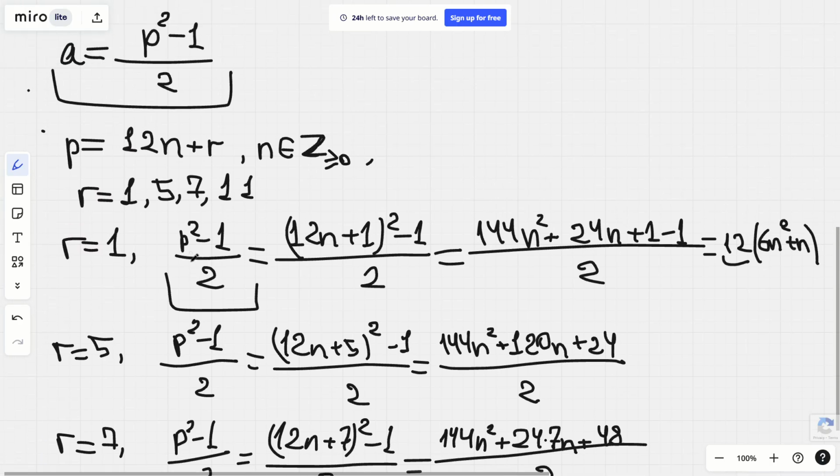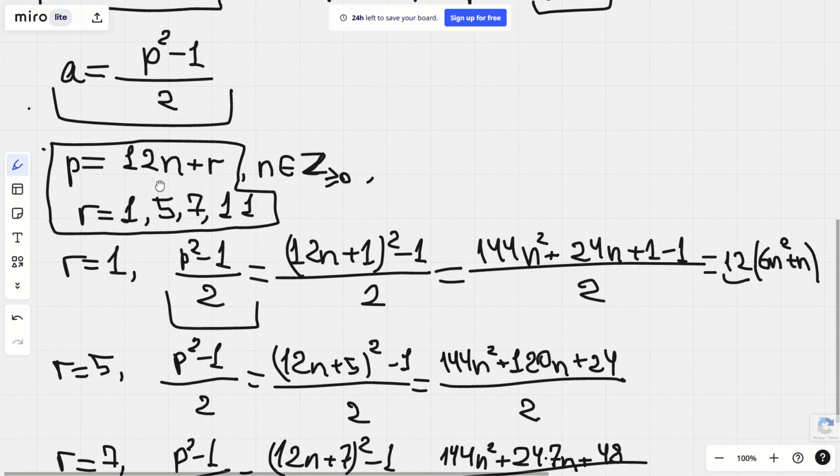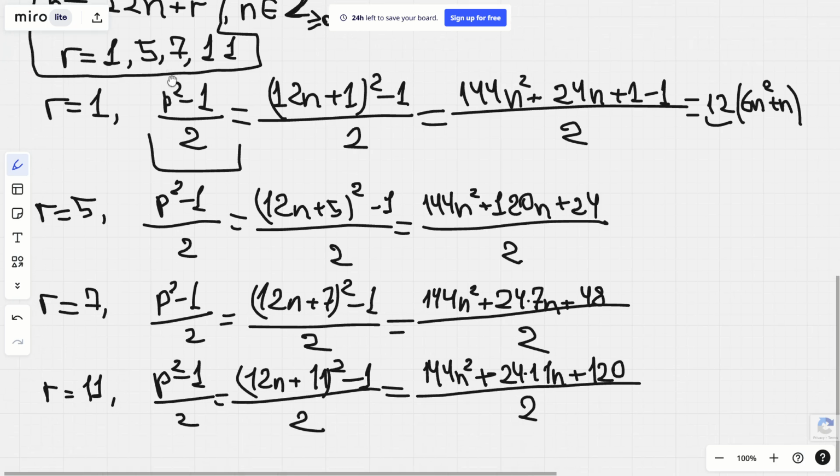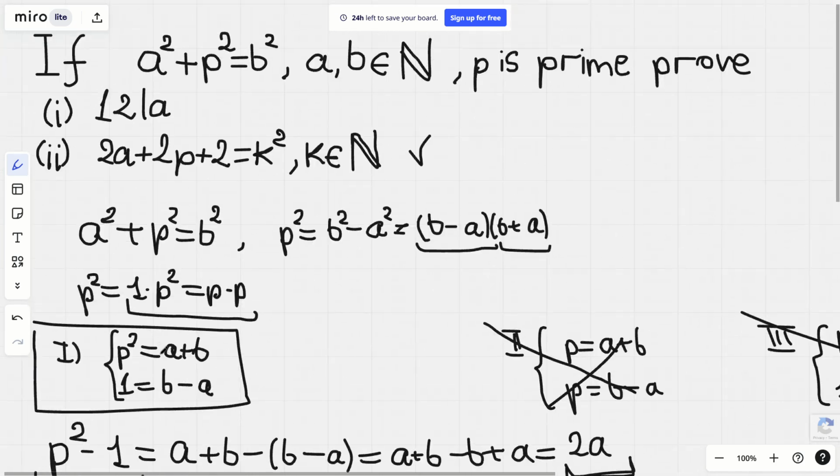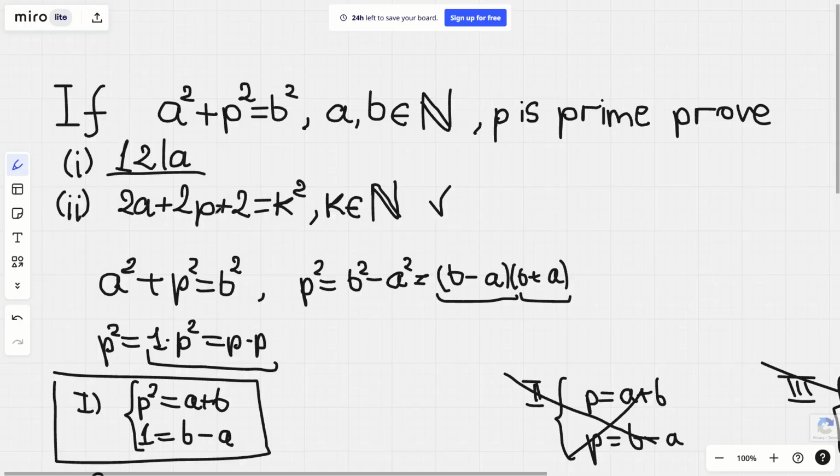So we've shown that if p is written in this form, r has to be either 1, 5, 7 or 11, because otherwise it can't be prime. So we've proven that in that case a is divisible by 12. So therefore this problem is solved.